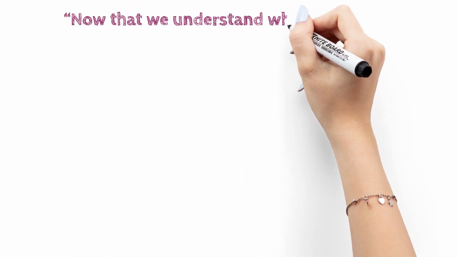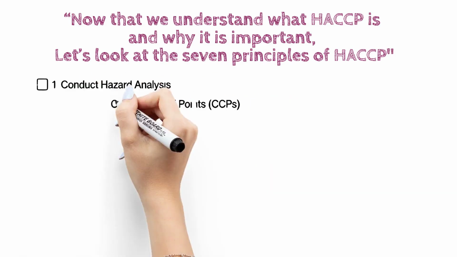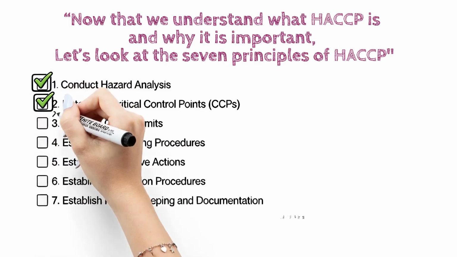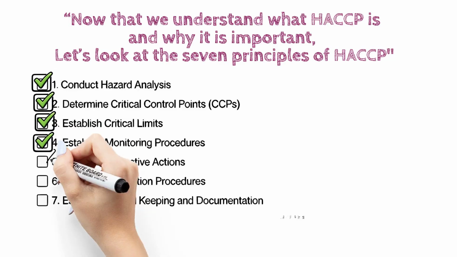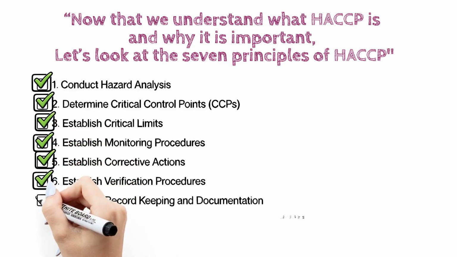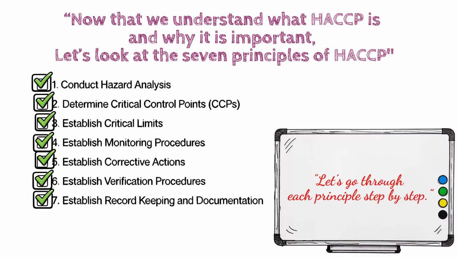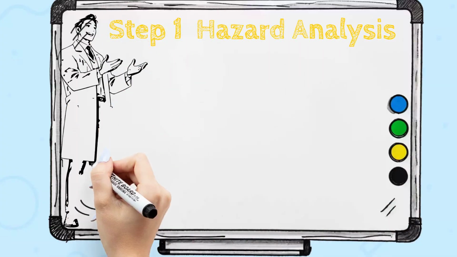Now that we understand what HACCP is and why it is important, let's look at the 7 principles of HACCP. Conduct hazard analysis. Determine critical control points, establish critical limits, establish monitoring procedures, establish corrective actions, establish verification procedures, establish record keeping and documentation. Let's go through each principle step by step.